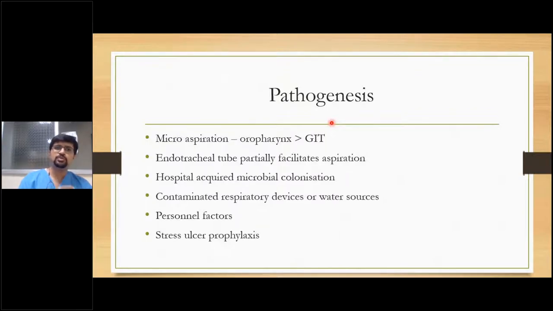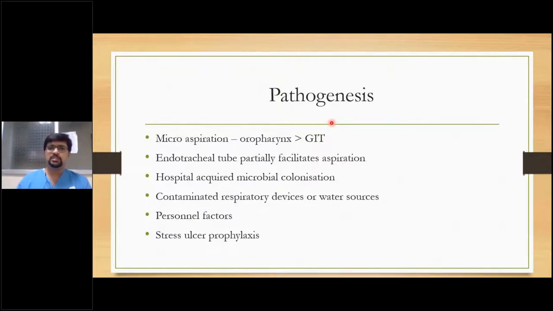So it forms as a source of colonization. Okay, that is second. Third is hospital-acquired microbial colonization. There were studies which suggested that within 48 to 72 hours of hospitalization, around 75% of the people have colonization from hospital microbes. So the colonization is okay, but as I told you, when the immunity is on the lower side and an infection happens, then we tend to have pneumonia.